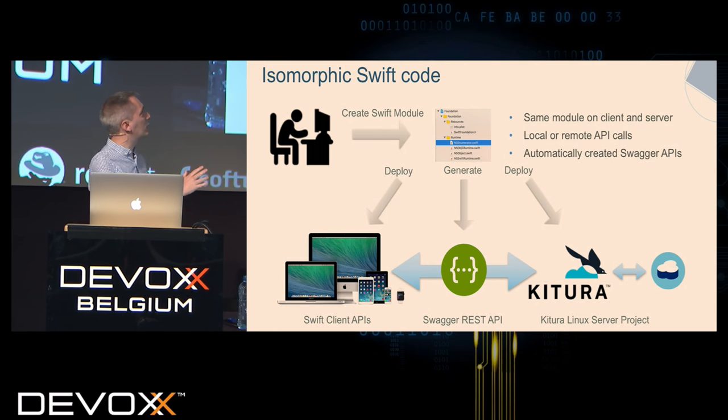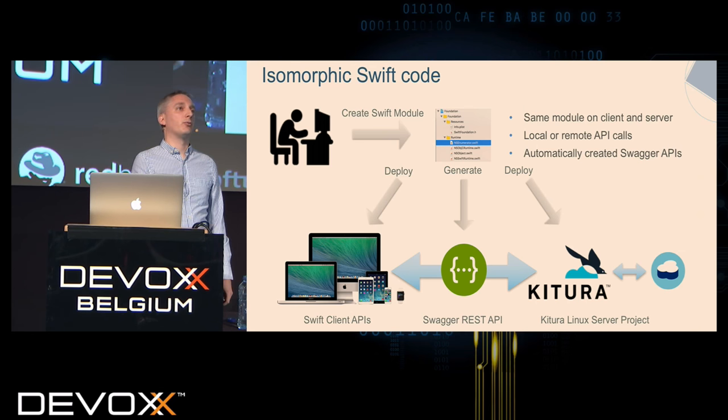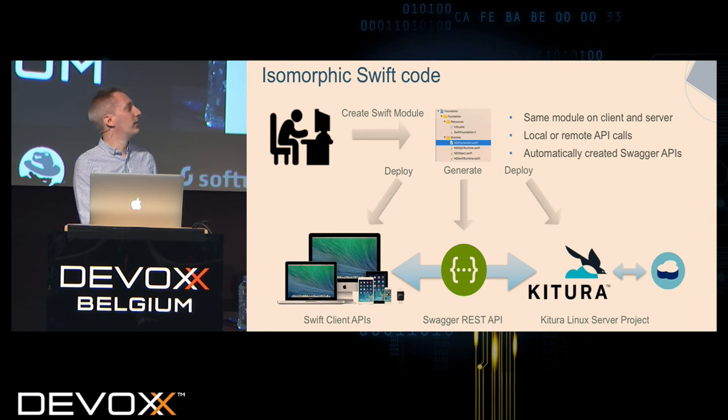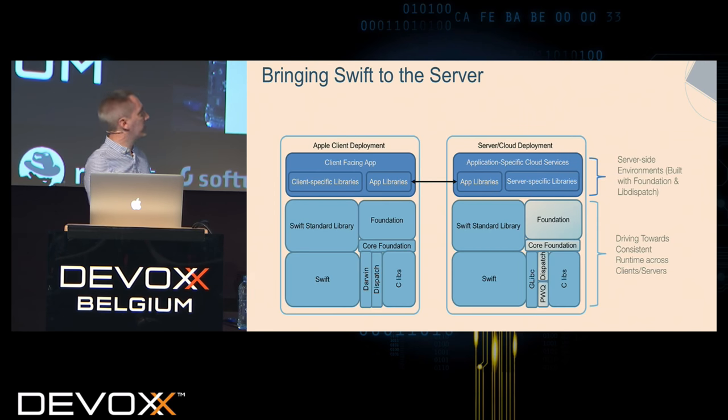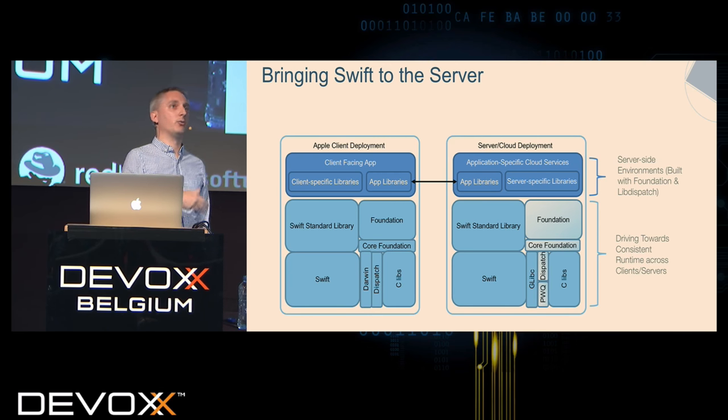But the goal is that you'll be able to define REST APIs through some definition language like Swagger, for example. And then from that, you'll be able to generate both the back end and the front end and write both sides in Swift, which would be really cool. But what does it take to enable that? Well, to bring Swift to the server side, you've got to take all the things you've got on the left-hand side in your client, and you've got to have those on the right-hand side in the server side as well, so that the developer experience is consistent, and the libraries that you have on the client, you also have on the server side.